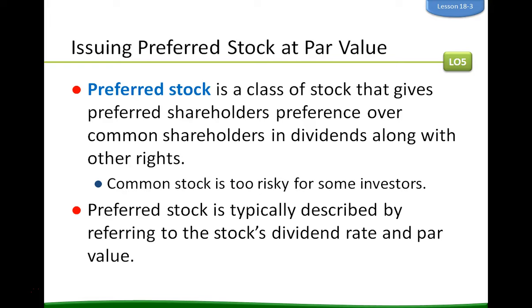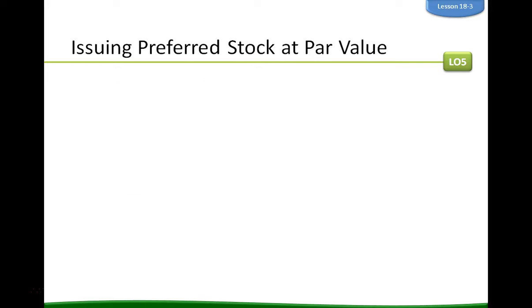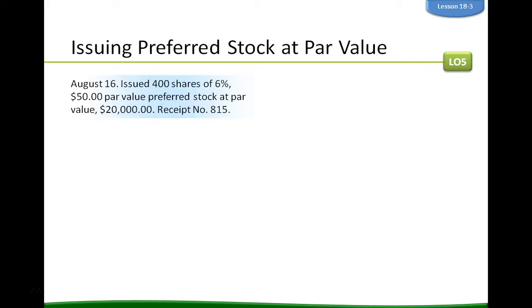Issuing preferred stock at par value. So preferred stock is a class of stock that gives preferred shareholders preference over common shareholders in dividends along with other rights. Common stock is too risky for some investors. Preferred stock is typically described by referring to the stock's dividend rate and par value. On August 16th, we issued 400 shares of 6%, $50 par value preferred stock at par value of $20,000.